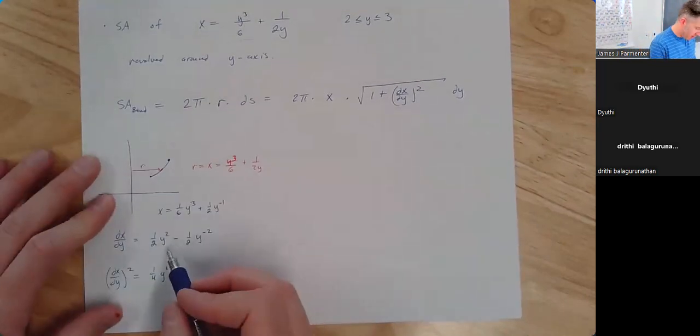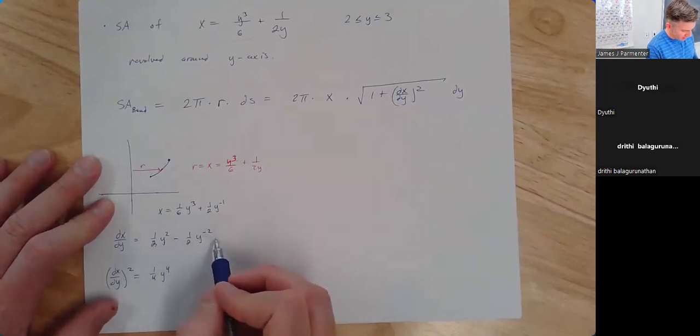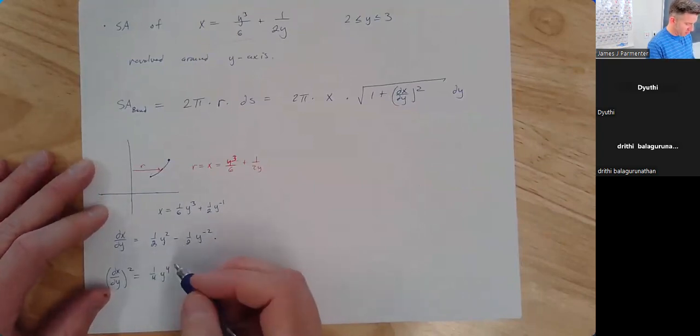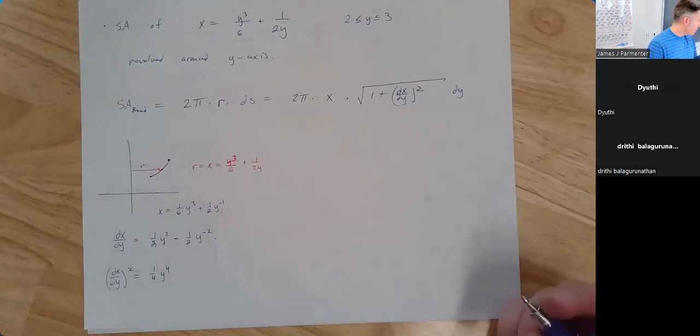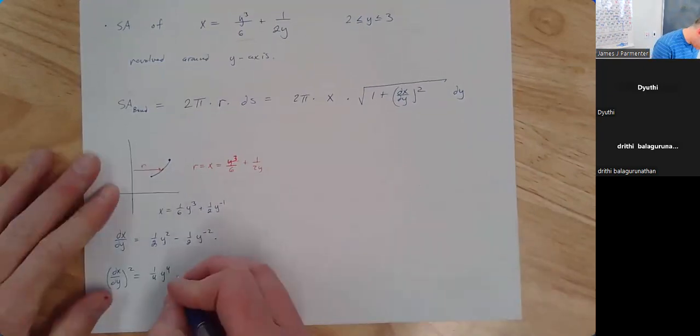Let's double check. If I multiply 1/2 y squared times negative 1/2 y squared, I get negative 1/4 y to the 0th, but I get 2 of those. So I get a negative 1/4 plus another negative 1/4, which is negative 2/4, which is negative 1/2.